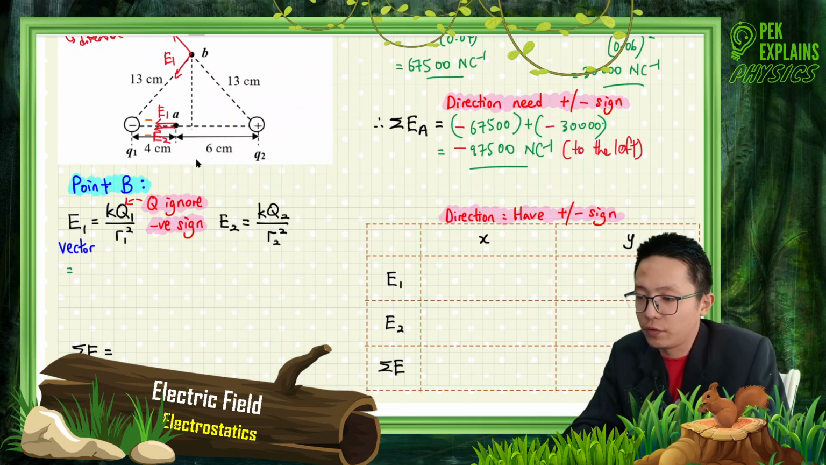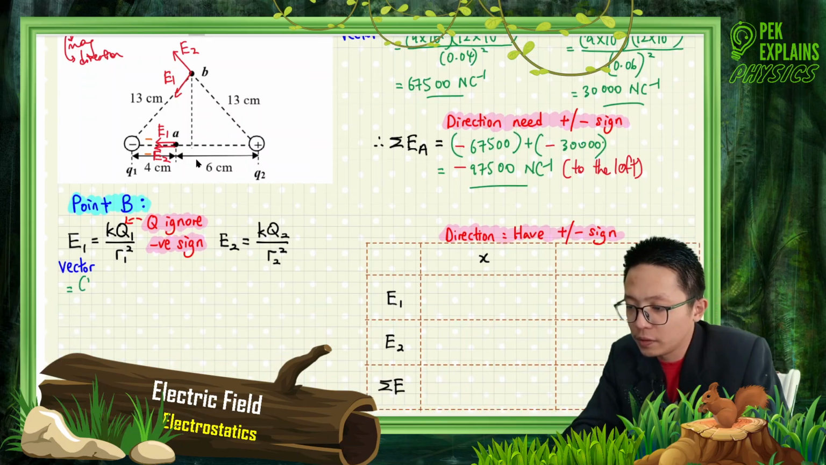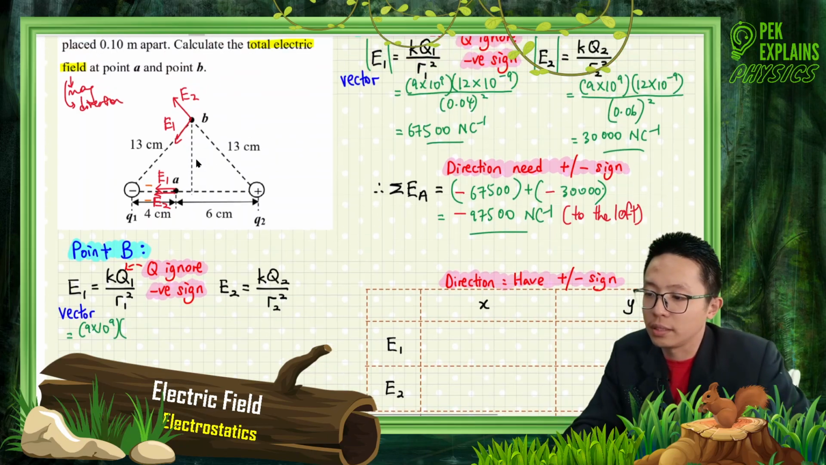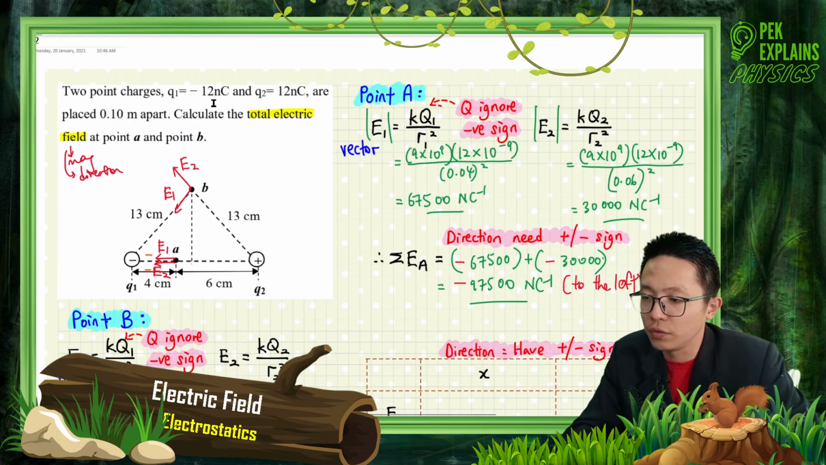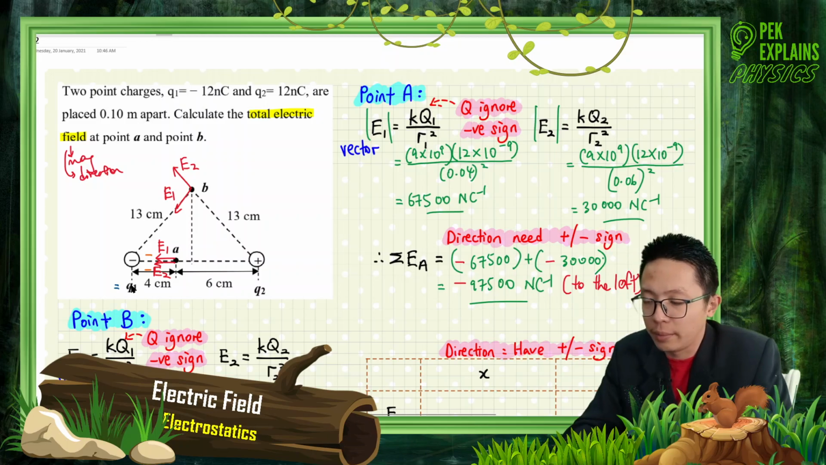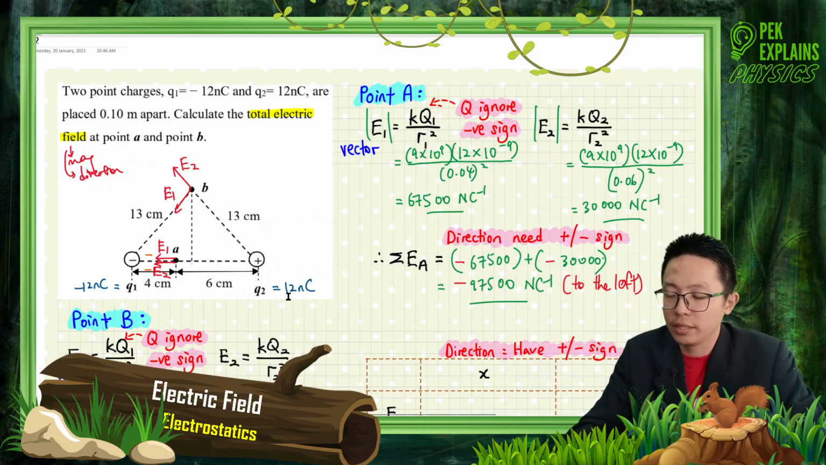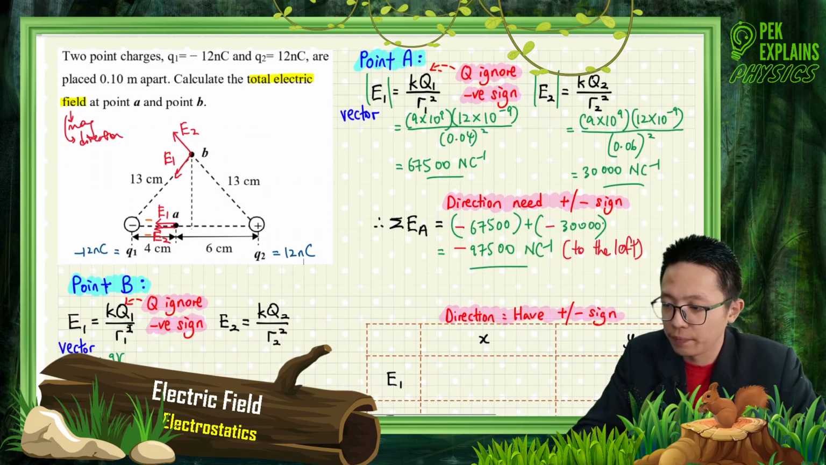So the electric field for Q1, it's 9 times 10 to the power 9. What is Q1? Sometimes it's good if you write down the charges and the information over here, so it is easy for us to get the data. Better you write down here: Q1 is negative 12 nanocoulomb, and Q2 is 12 nanocoulomb.